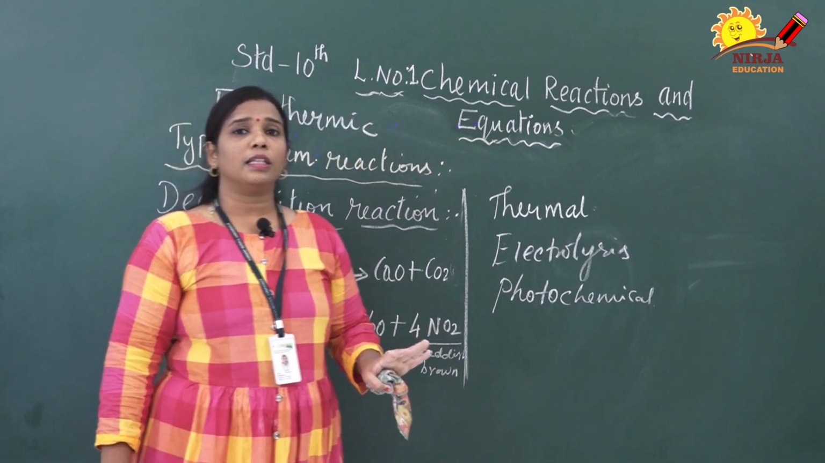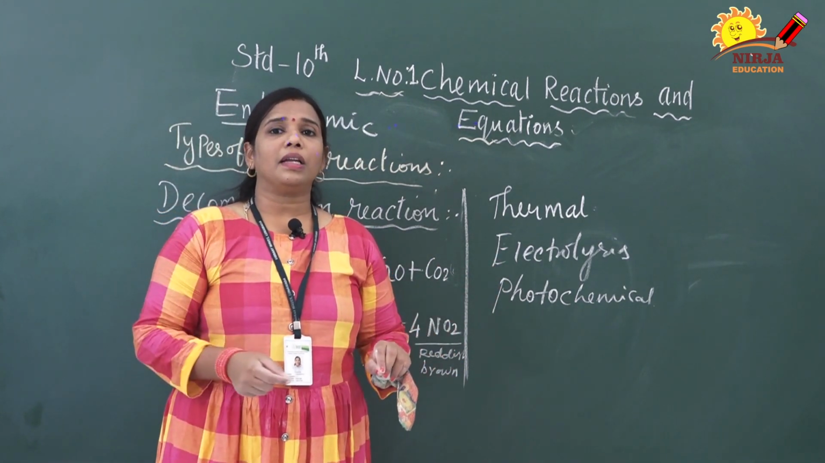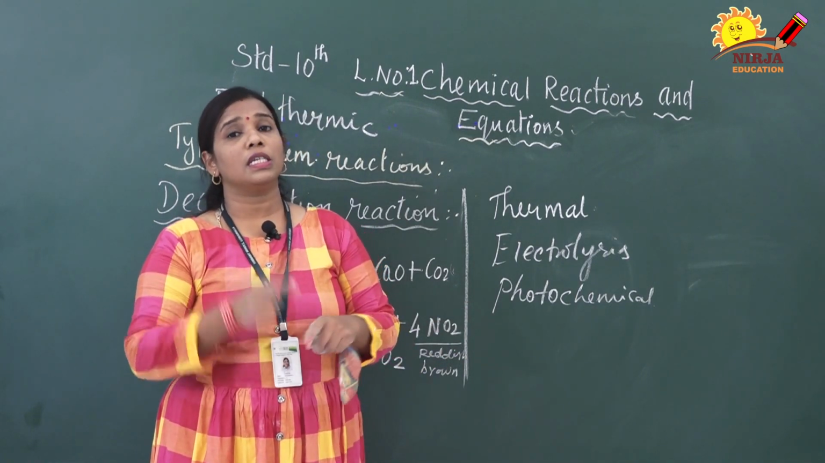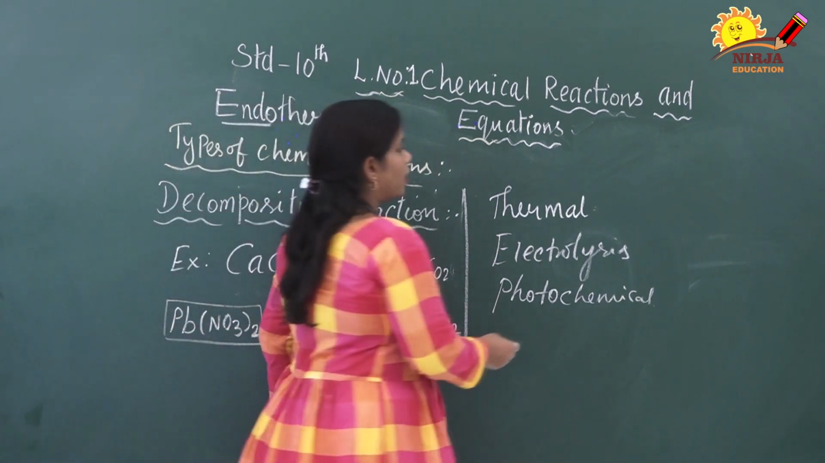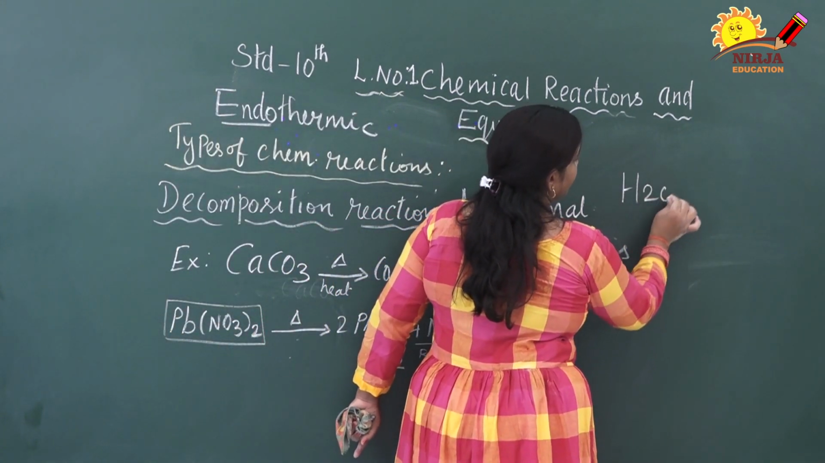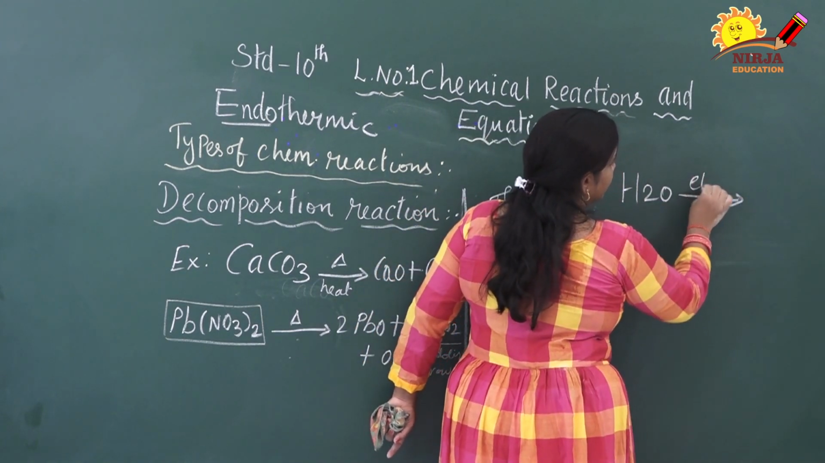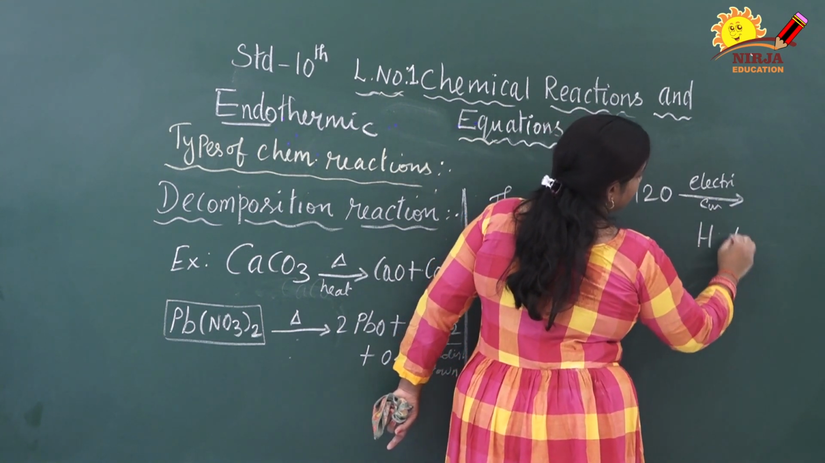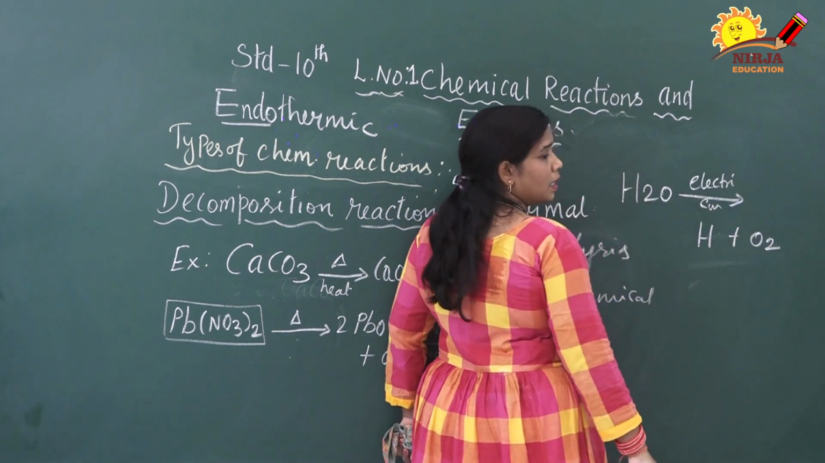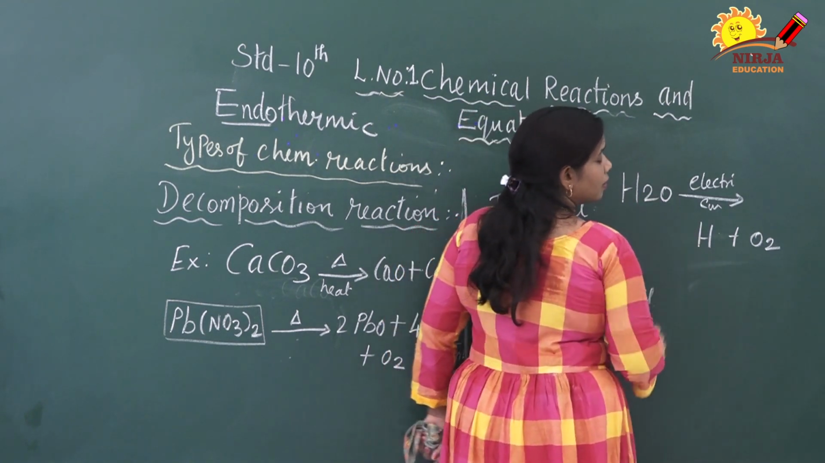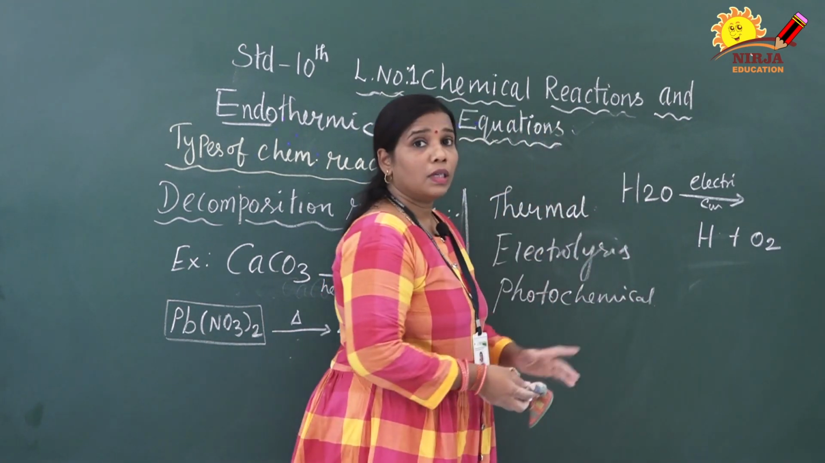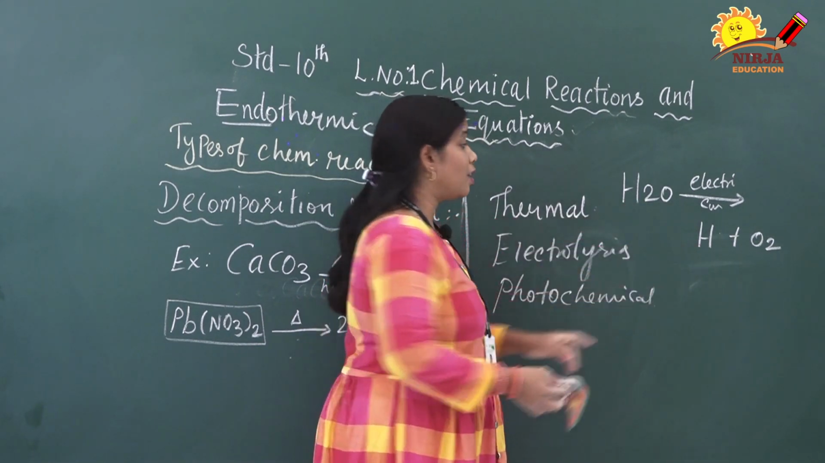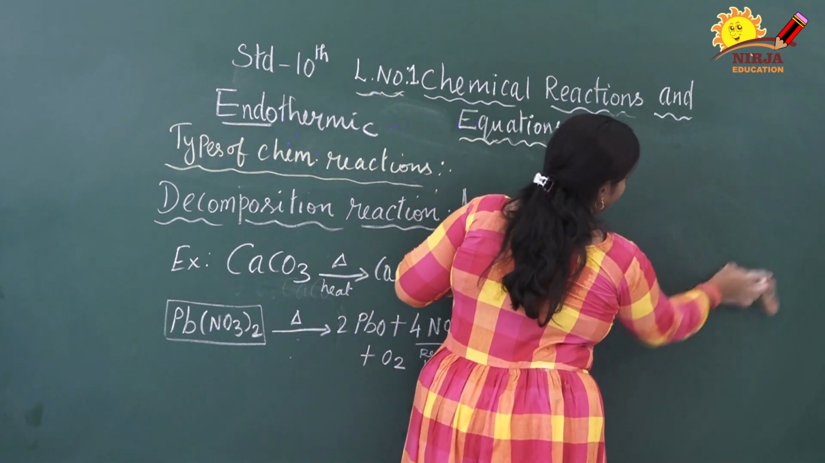Next, we have to discuss what is electrolysis. Electrolysis is when we pass an electric current, the reactant breaks itself and produces two different substances. For example, I am taking water here. When we pass electric current, it is converted into H plus and O2 minus. So this reaction is called electrolysis. Water, when we pass electric current, is converted into hydrogen and oxygen.